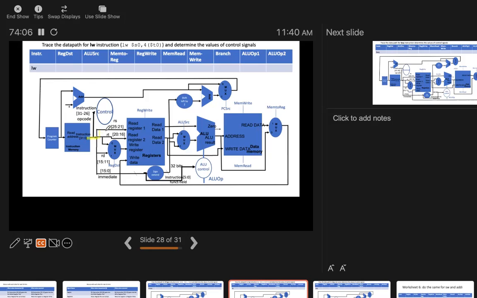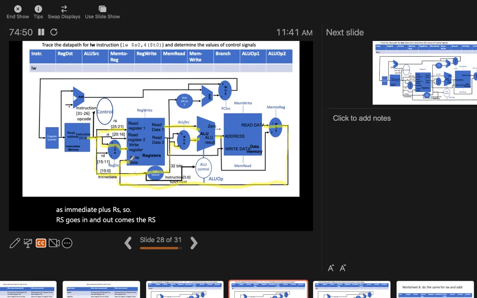RS goes in and out comes the RS value. However, the second item has to come as the immediate field. So it is a sign-extended immediate, and that goes into the ALU. The address is computed. RT is the location where we need to write. So RT has to pass through the first multiplexer, and whatever data has been read is passed through and written into the write data port. So that's the path for the load word instruction.